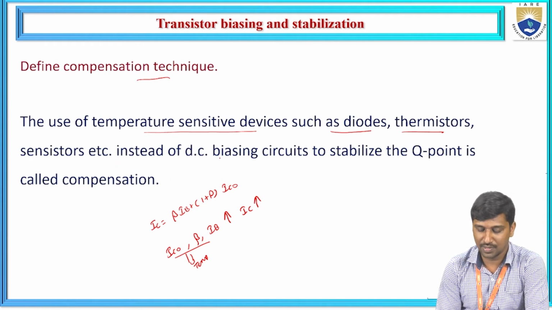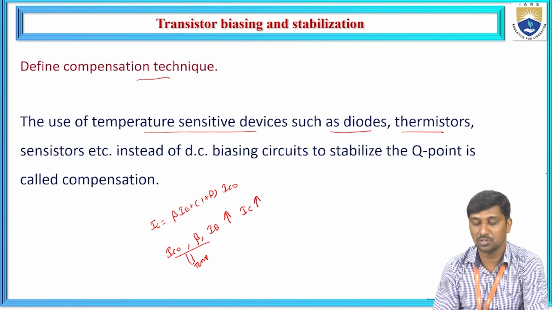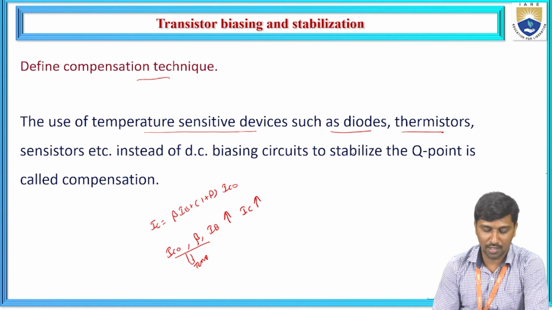So instead of this DC bias circuit, using these devices to stabilize the Q point is called compensation.